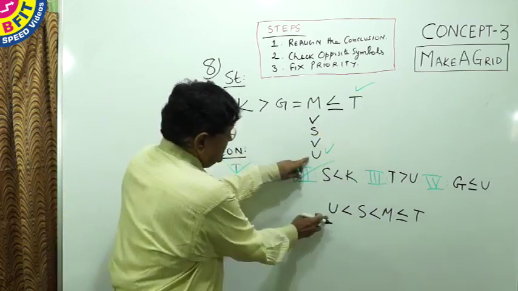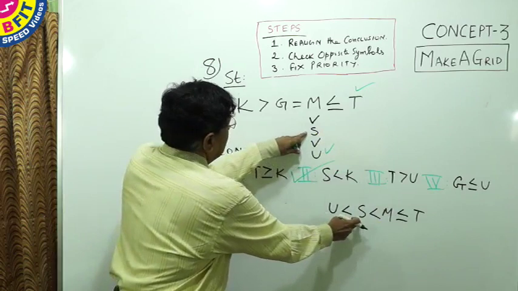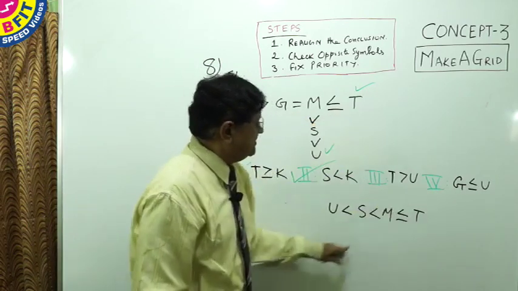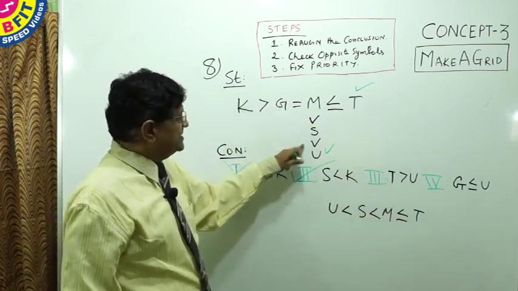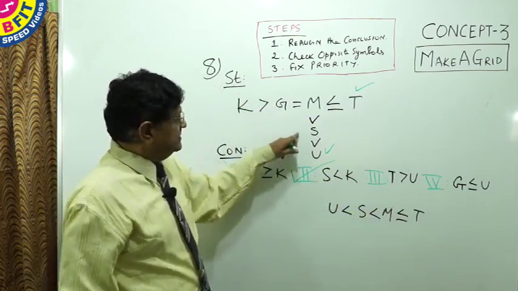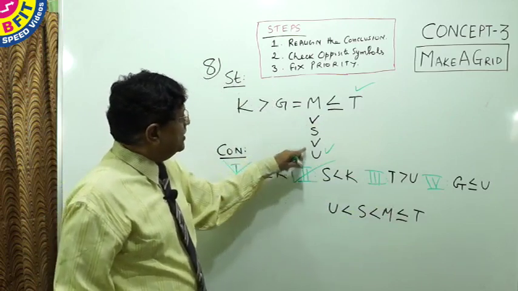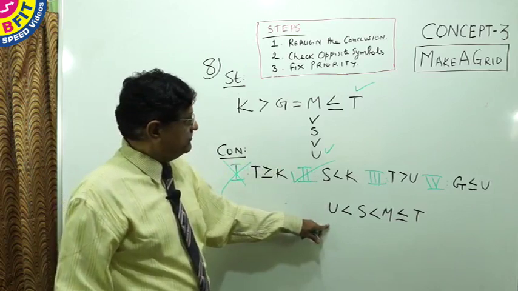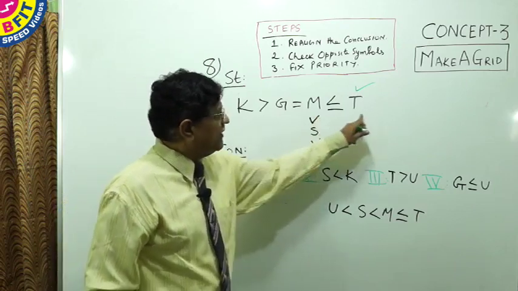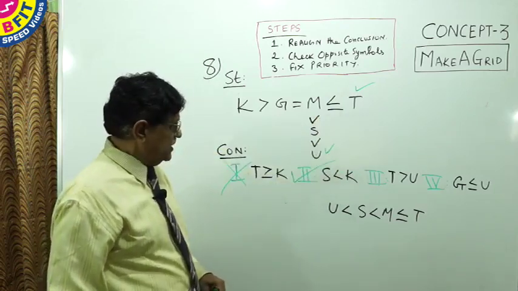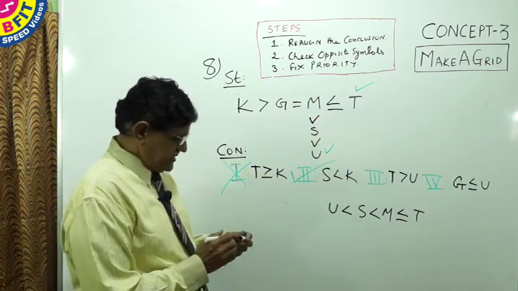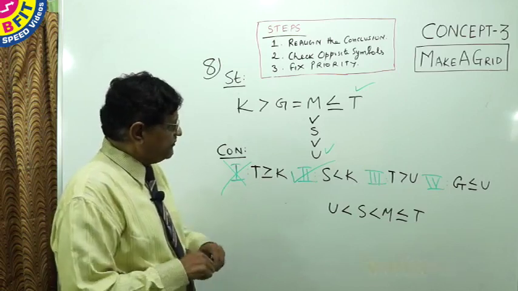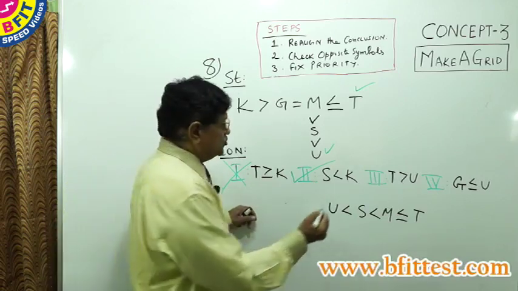U is less than S, less than M, M is less than or equal to T. Because we have written in this manner, there will be no confusion. So we know S is bigger than U, M is bigger than S. While writing here, there will be no confusion. Then you can follow whatever is there in the statement. Now the conclusion is between T and U, whereas the statement is U and T. Therefore we have to realign the conclusion.